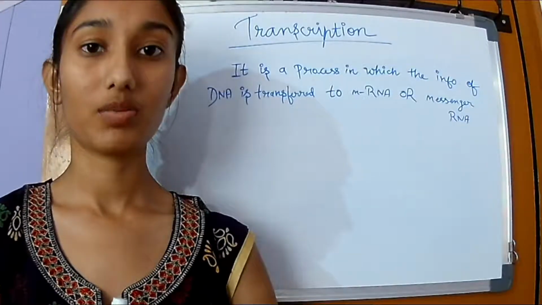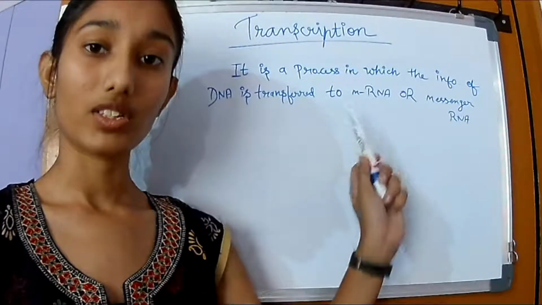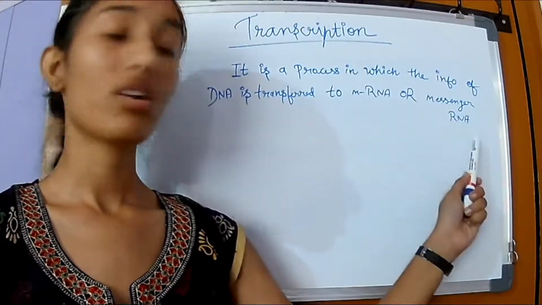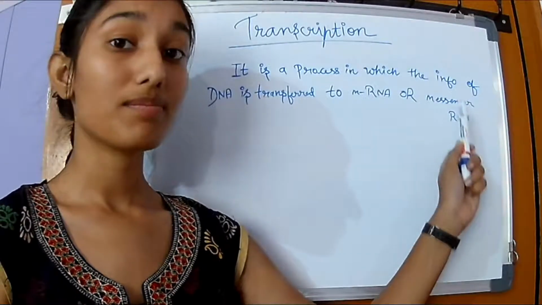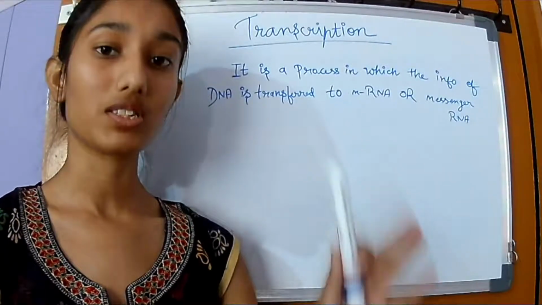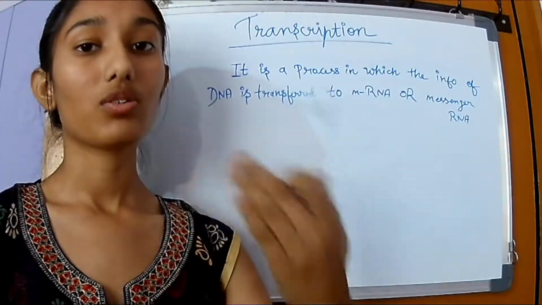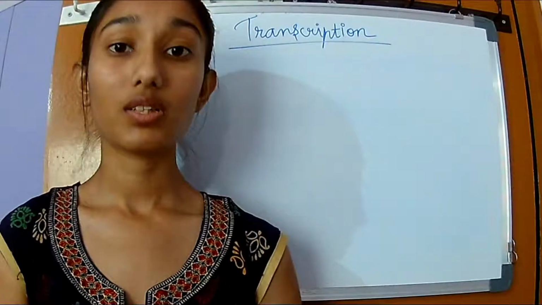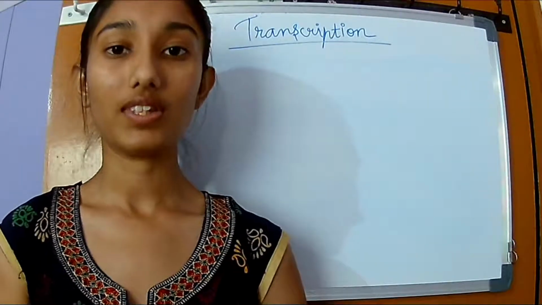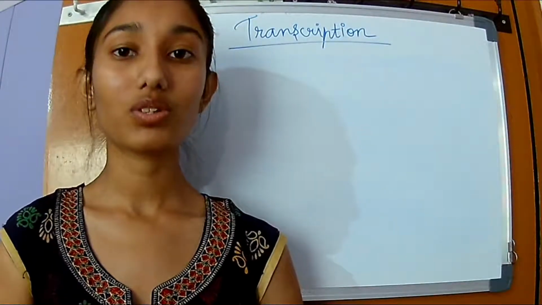Now, what is transcription? It is a process in which the information of the DNA is transferred to mRNA, or you can say the messenger RNA. Why do we call this RNA a messenger RNA? Because it works as a messenger to transfer the information of DNA to further modification and protein synthesis. The transcription process has three phases: initiation, elongation and termination. We are going to study each of them.